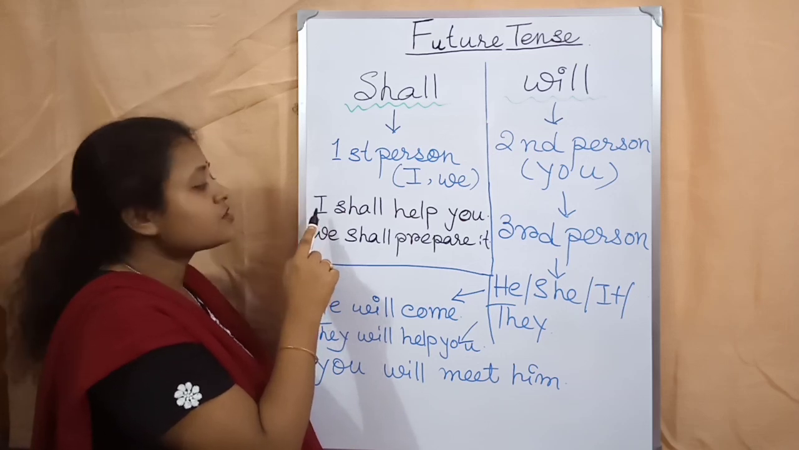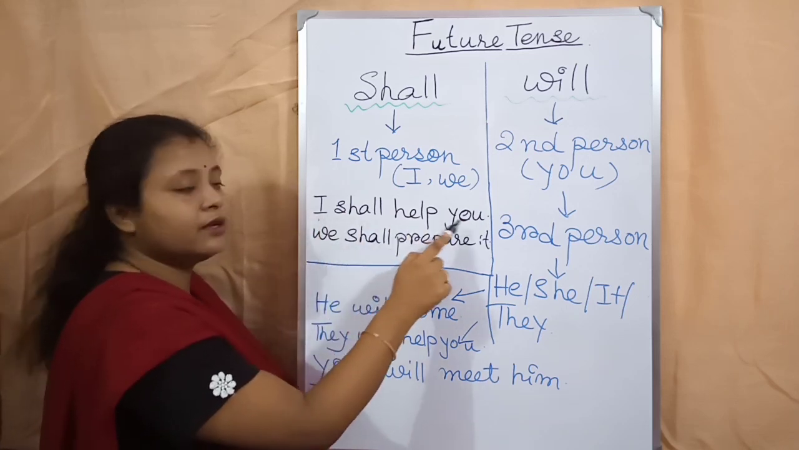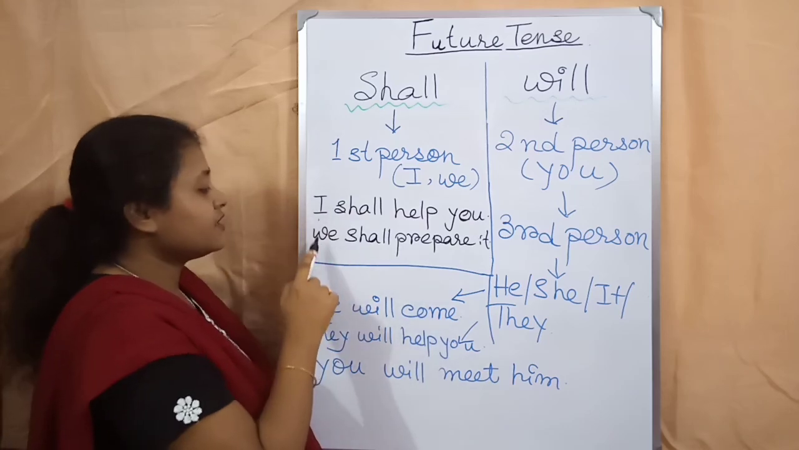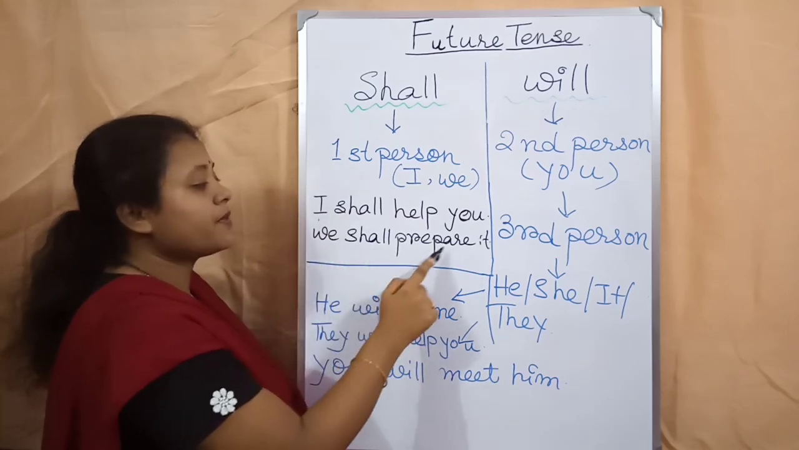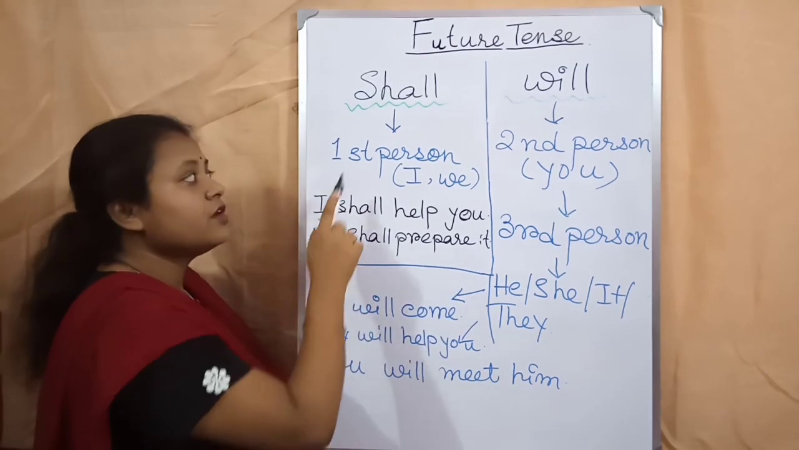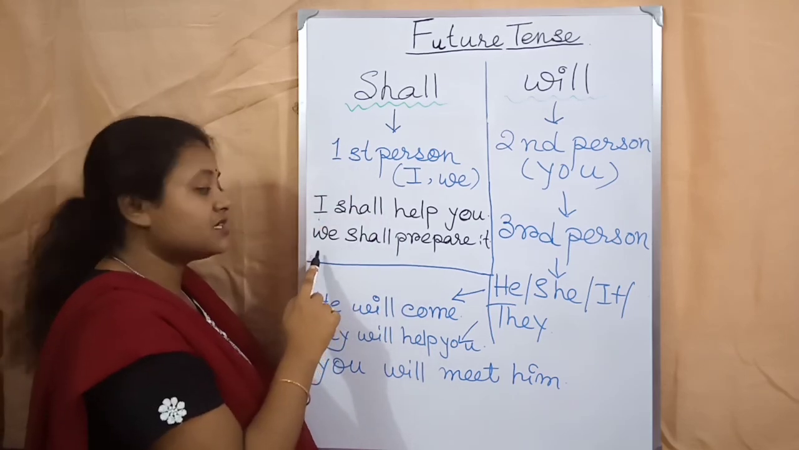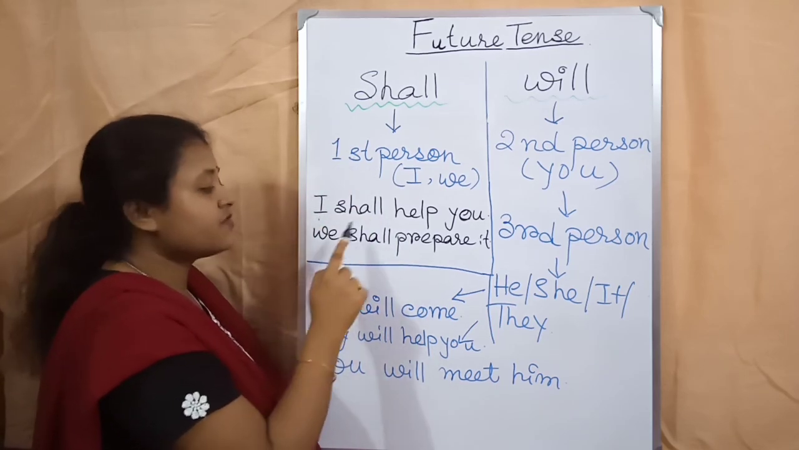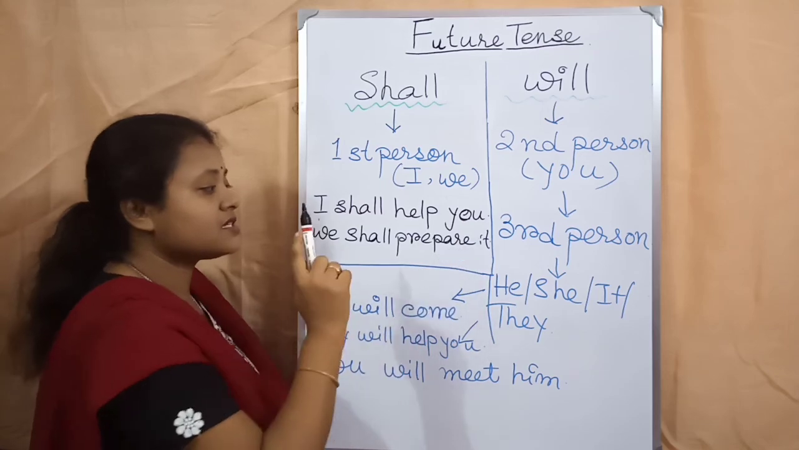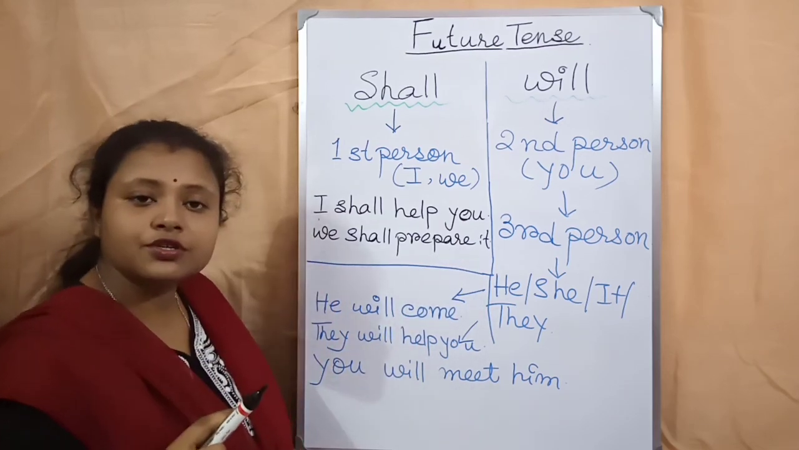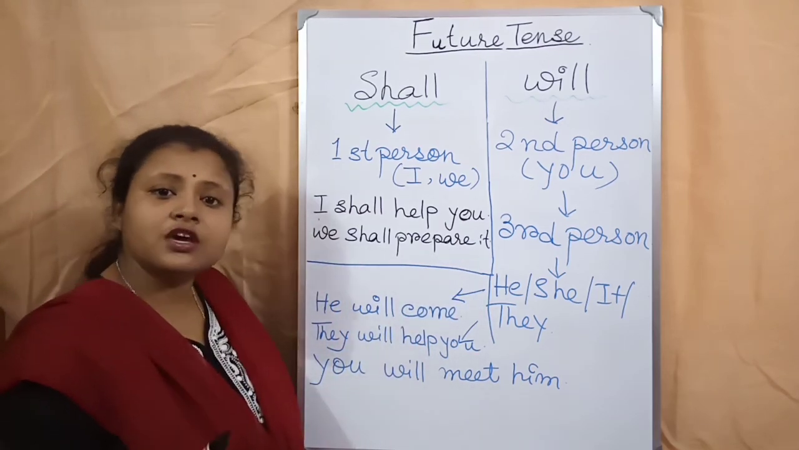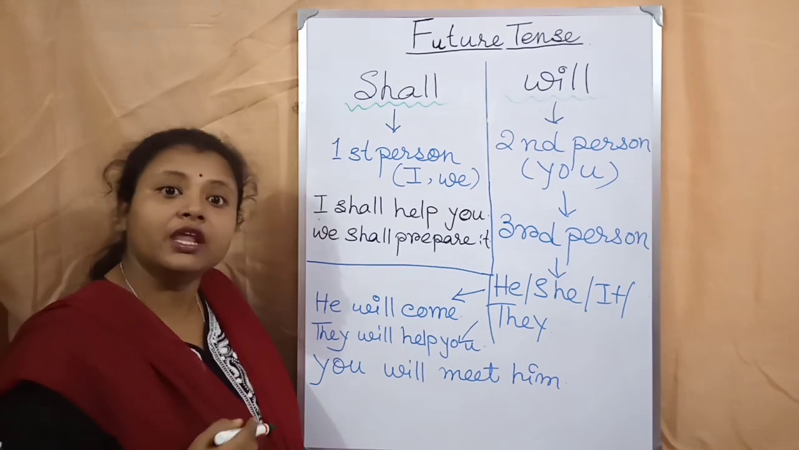Singular number. So that is why I shall help you. After that, we shall prepare it. We also, it is also first person, but it is plural number. So that is why we shall prepare it. But the question may come to you that after we also, we can write will.